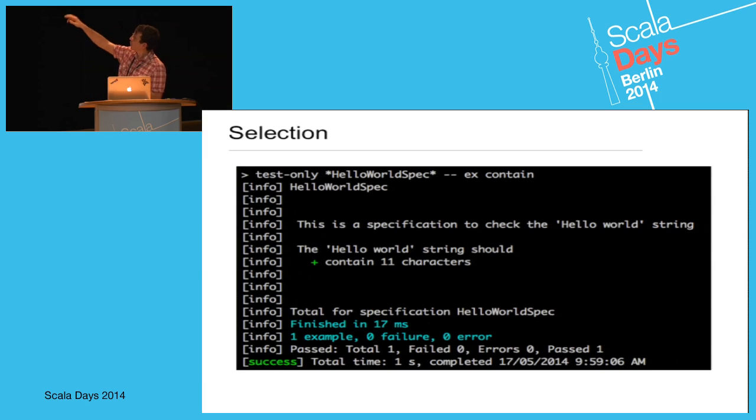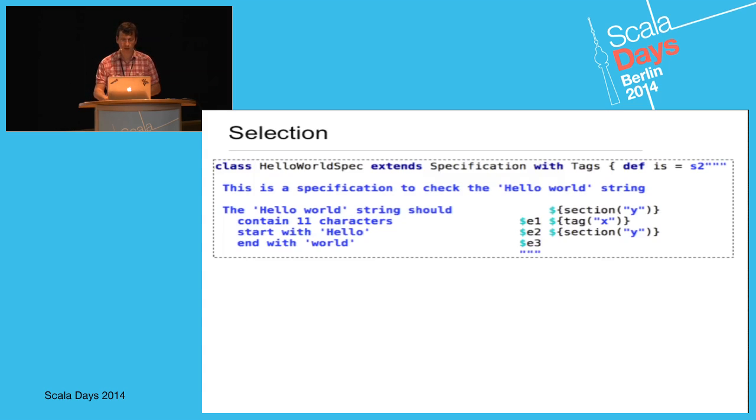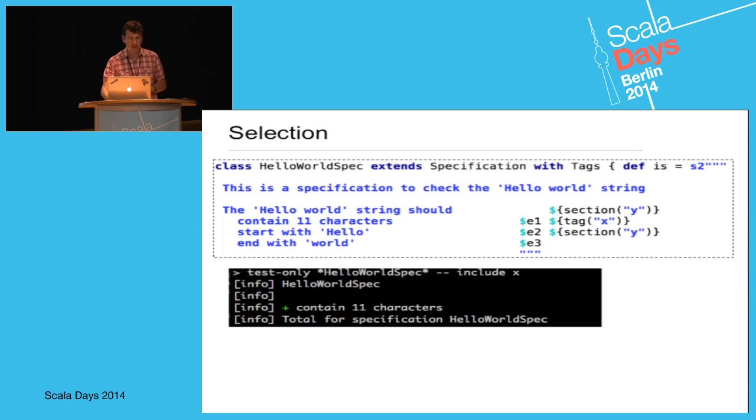So one way to do this is to use ex for example, and you say, okay, I just want to select the example with the contain word in it. And specs2 is just going to rerun just this one. Another thing which you can do to rerun just specific examples is to use tags. So there's one way of creating tags which is conventional, which you would find in other libraries. Just put a tag after an example. And then the example is tagged as X. So if you say include X, it's just going to rerun this one, not the rest.